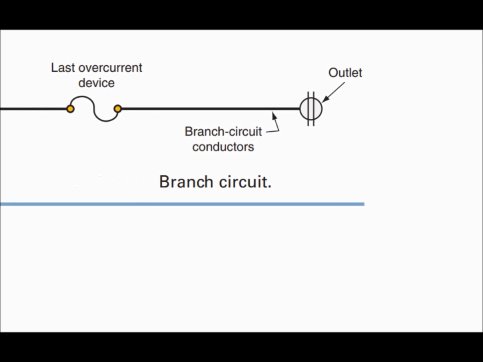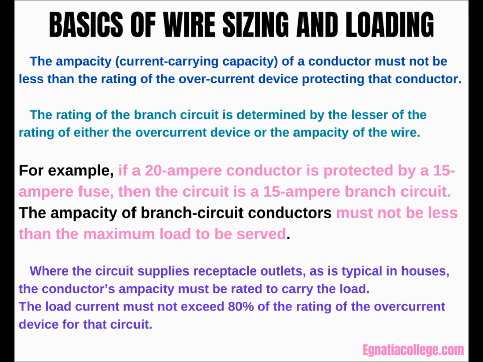The ampacity, current carrying capacity, of a conductor must not be less than the rating of the overcurrent device protecting that conductor. The rating of the branch circuit is determined by the lesser of the rating of either the overcurrent device or the ampacity of the wire. For example, if a 20 ampere conductor is protected by a 15 ampere fuse, then the circuit is a 15 ampere branch circuit. The ampacity of branch circuit conductors must not be less than the maximum load to be served.